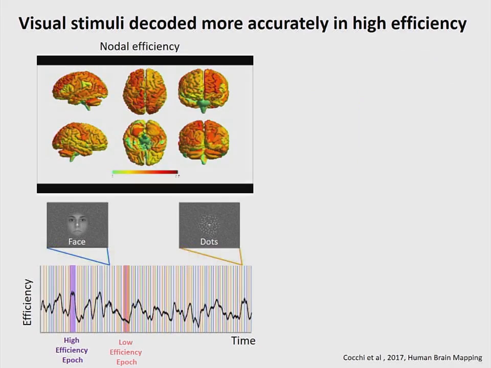What I'm showing here is nodal efficiency as a function of time rendered onto the cortical surface. And what we then ask is, what are the practical consequences of these dynamics? What can we learn from these dynamics?